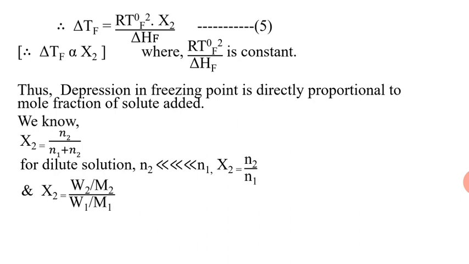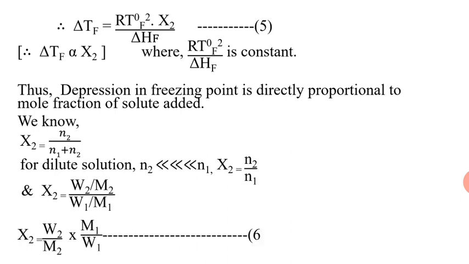Now again n2. How to calculate the number of moles n2? That is weight upon molecular weight. So W2 upon M2 divided by W1 upon M1. So x2 is equal to W2 upon M2 into M1 upon W1. Equation number 6.